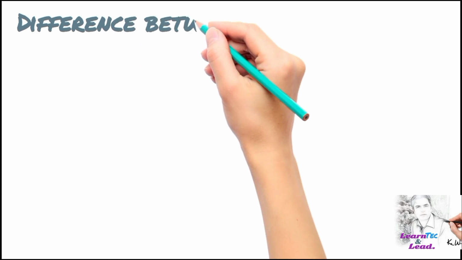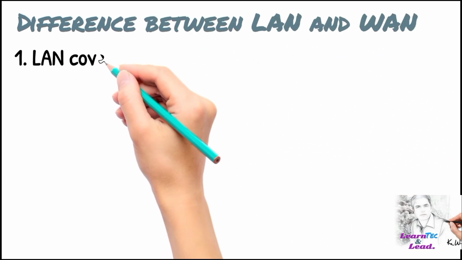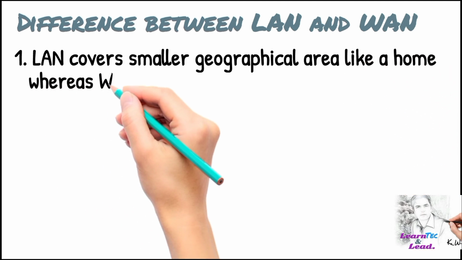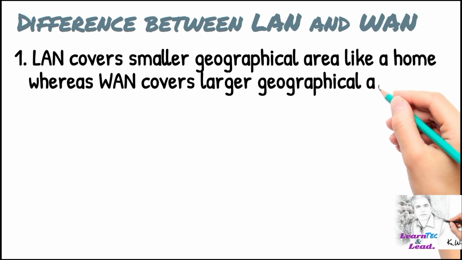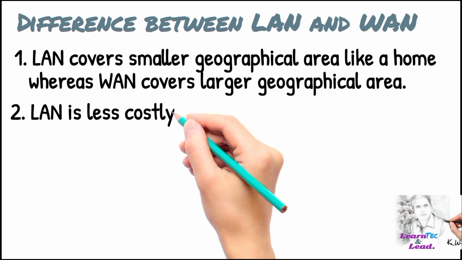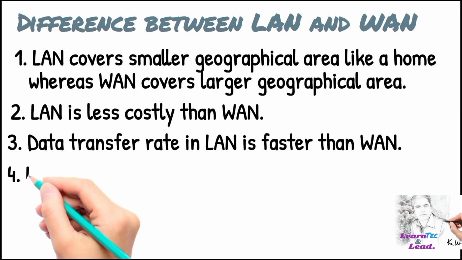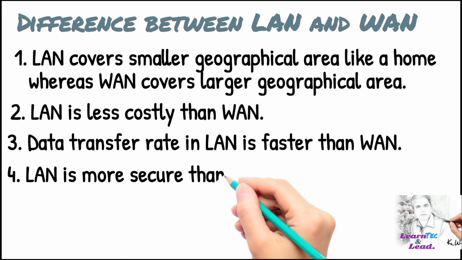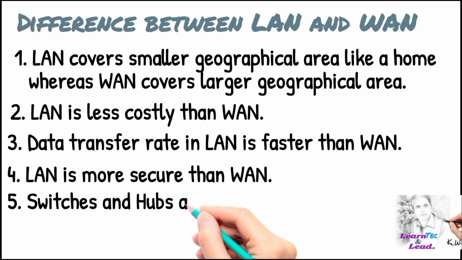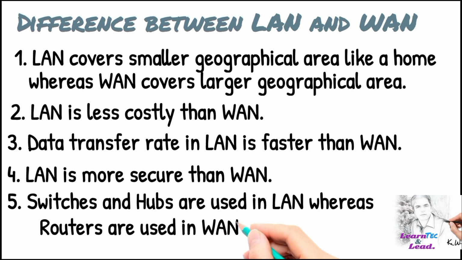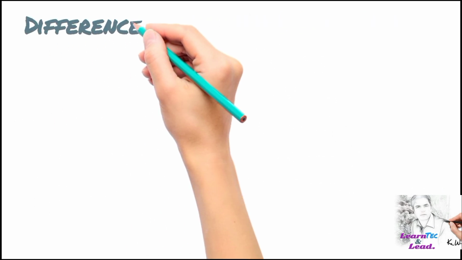Difference between LAN and WAN. LAN covers a smaller geographical area like a home, whereas WAN covers a larger geographical area. LAN is less costly than WAN. Data transfer rate in LAN is faster than WAN. LAN is more secure than WAN. Switches and hubs are used in LAN, whereas routers are used in WAN.